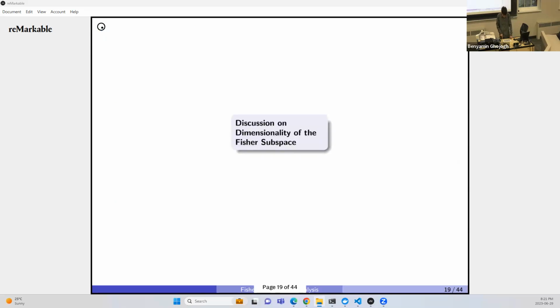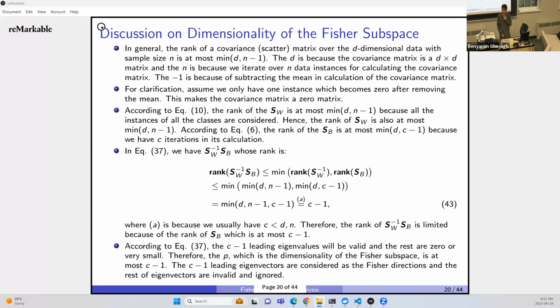Discussion on the dimensionality of the Fisher subspace. Okay, so in general, here it's a linear algebra discussion. Take a look at it. This is important. Please take note. The rank of the covariance or scatter matrix over d-dimensional data with sample size n is at most the minimum of d and n minus 1. Can you tell me? I want someone, please tell me. Why is the rank of a covariance matrix the minimum of d and n minus 1?